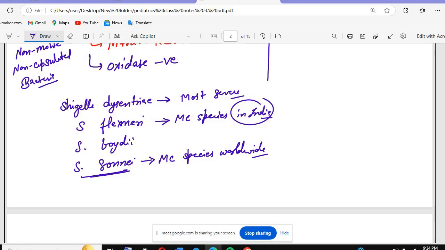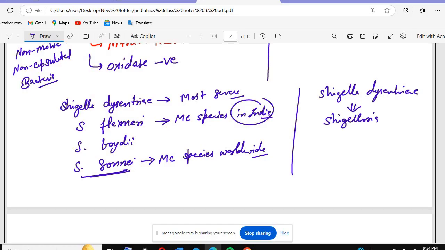If we talk about Shigella dysenteriae, basically we are going to talk about it because that is the most dangerous or most severe one. Shigella dysenteriae will cause shigellosis. What is another name for shigellosis? We can say it is bacillary dysentery, which is caused by bacteria.